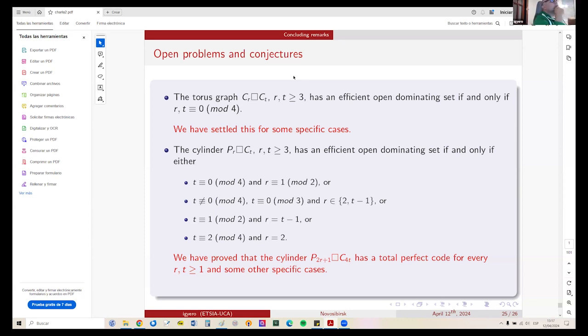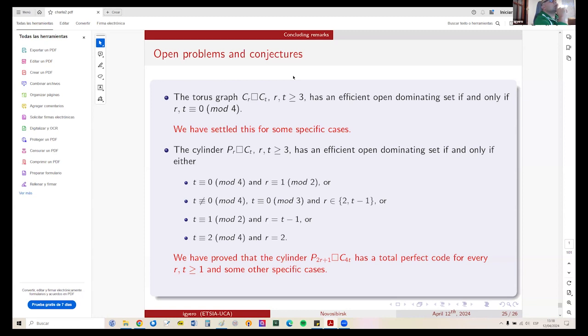Oh, in the case of corona, the corona is a graph in which there are some vertices hanging from it. So if we have an efficient open dominating set in the graph G, I mean in the graph below the copy of G, corona H, then there will be an efficient open one in the corona definitely. And the same if it is an efficient close in G, then there will also be an efficient close in the corona.